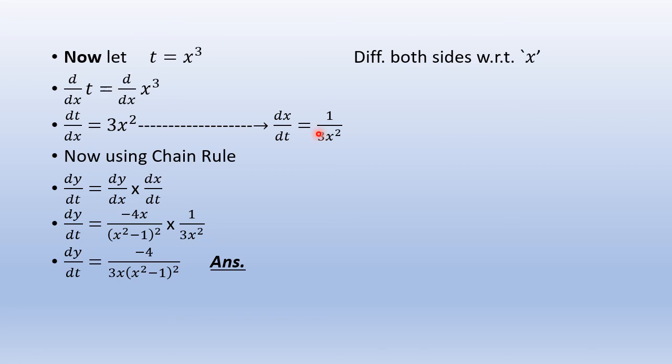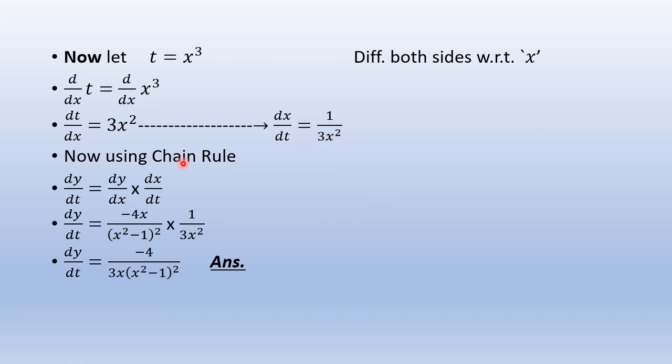Okay, now let t equal x³. We differentiate both sides with respect to x. So we get d by dx here and d by dx here. So dt by dx becomes, here we use the power formula, the derivative of x³ is 3x². Take the reciprocal on both sides and you get dx by dt is equal to 1 by 3x².